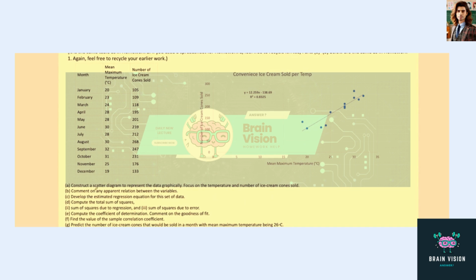So it says, comment on any apparent relation between the variables. Well, as the temperature increases, the sale increases too, like the sale of ice cream. And then for predict the number of ice cream cones that would be sold in a month with a mean temperature of 26 degrees Celsius.